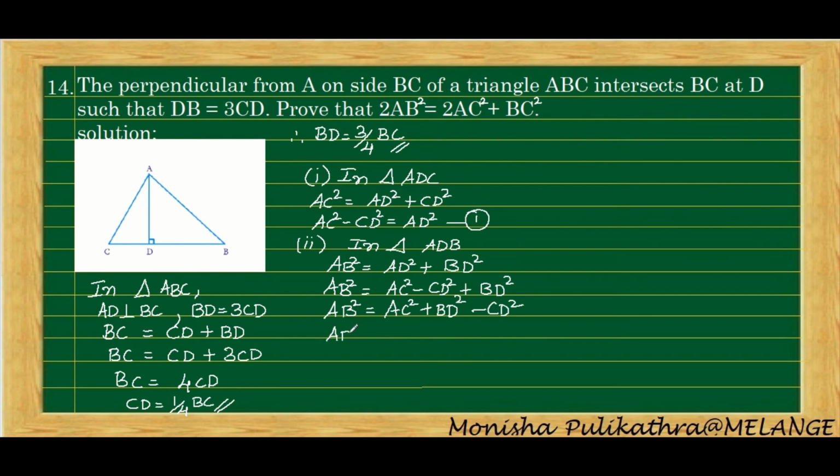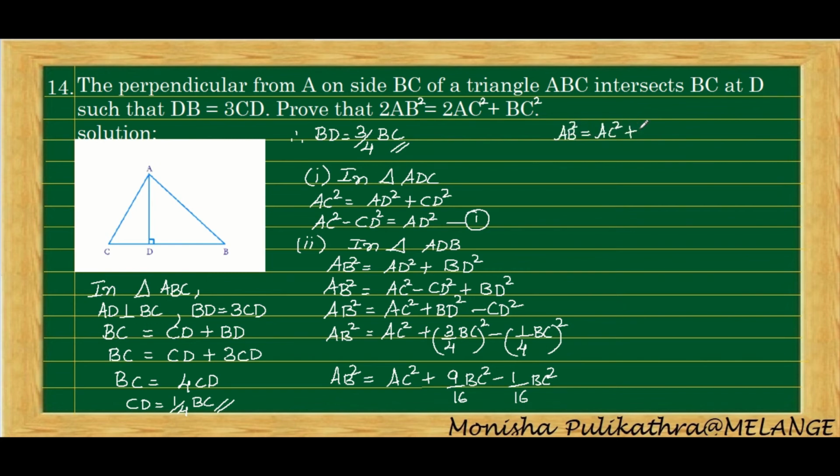So AB square is equal to AC square plus, BD is equal to 3/4 of BC, minus CD which is equal to 1/4 of BC. So make it as 3/4 of BC square and 1/4 of BC square. Next, what happens? AB square is equal to AC square plus, 3/4 of BC whole square will become 9/16 BC square, minus 1/16 BC square. You have to calculate only this first, and afterwards we can cross multiply. Else it will become a hectic problem. So first do it step by step.